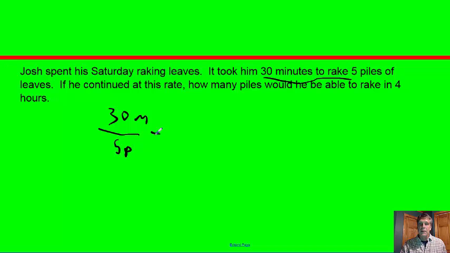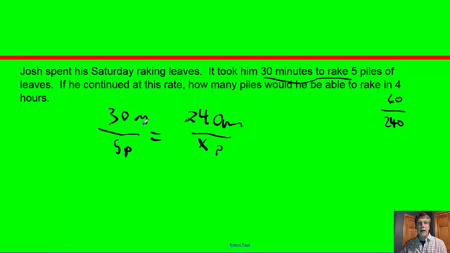Now I got to match this up. So be careful. Where does 4 hours go? Well, it matches up with my time here. But this is hours, and this is minutes. So you say, well, I know that. I can multiply that by 60. I get 240 minutes. There you go. So that has to go right here. 240 minutes. And I want to know, okay, how many piles is that going to be? So I want to put an X.